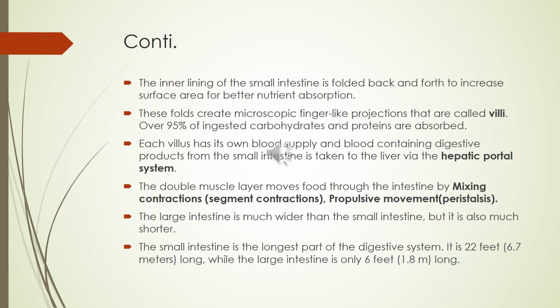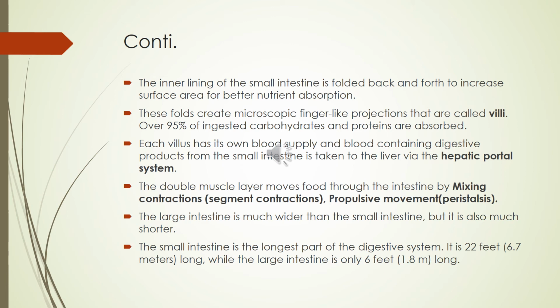See, when we have a long piece of cloth and it is folded back and forth, it becomes very small in volume and size, but as soon as we unfold that long piece of cloth, we get the long length of that cloth. Similarly, the same case happens with the small intestine, that it is folded back and forth, and it helps to increase the absorption area for the nutrients of the food.